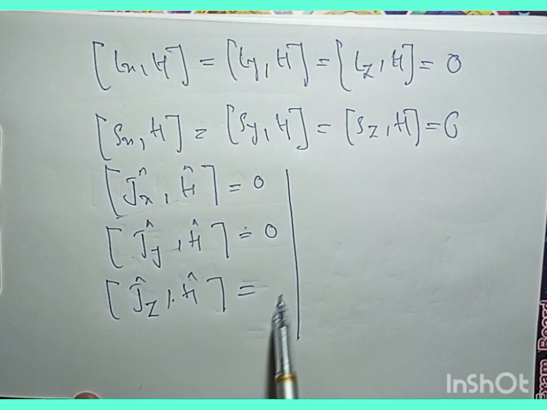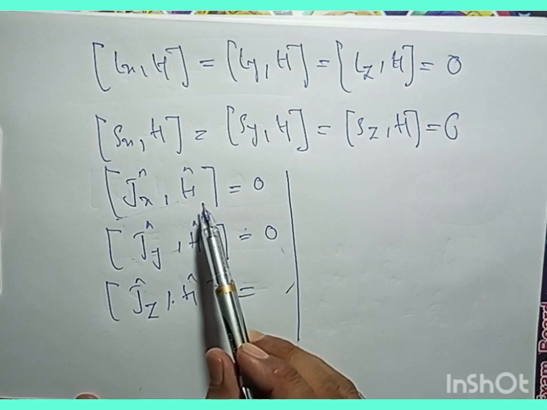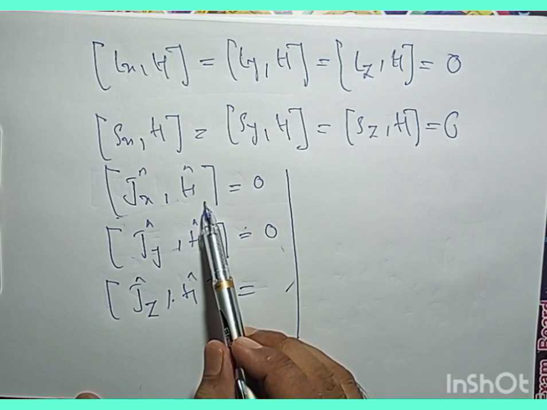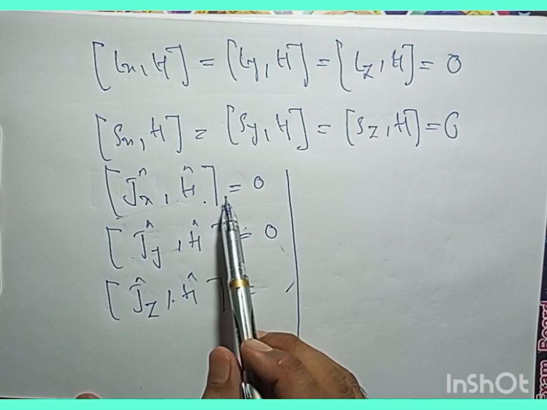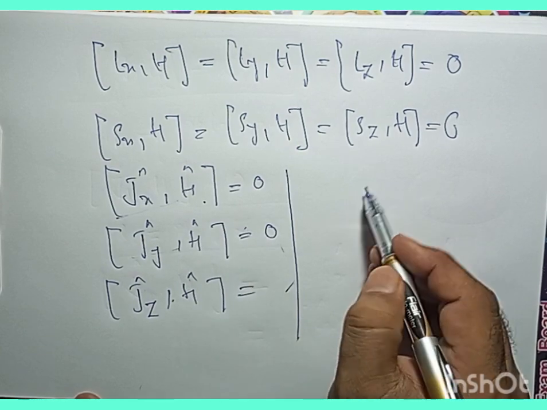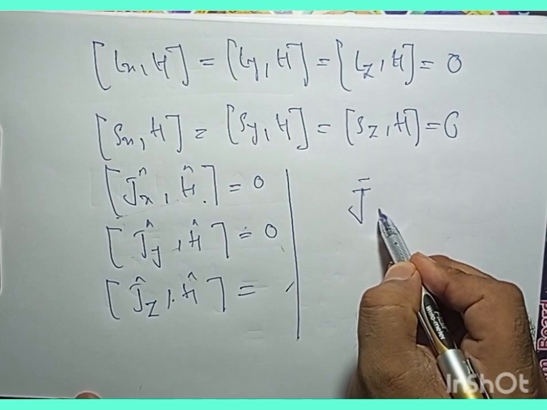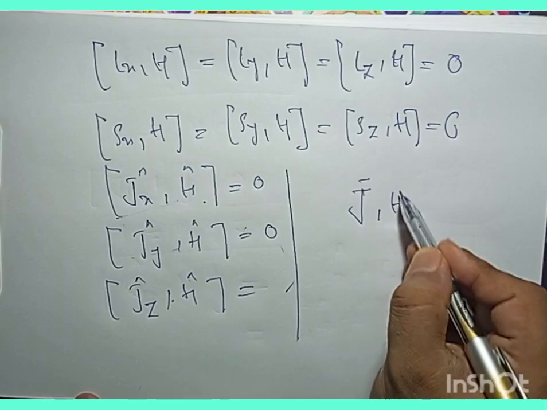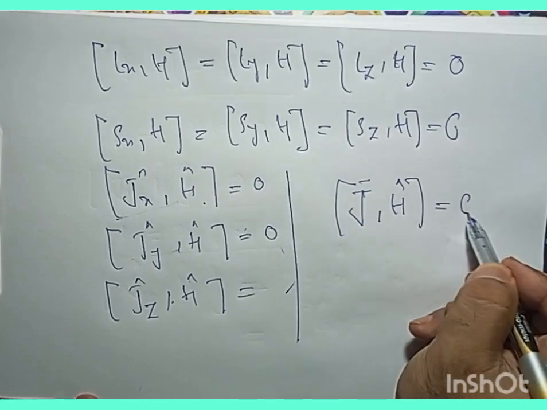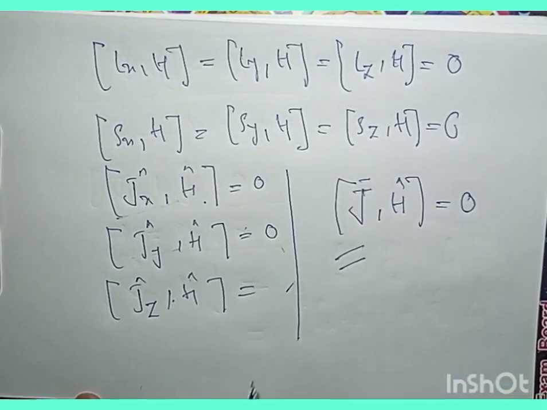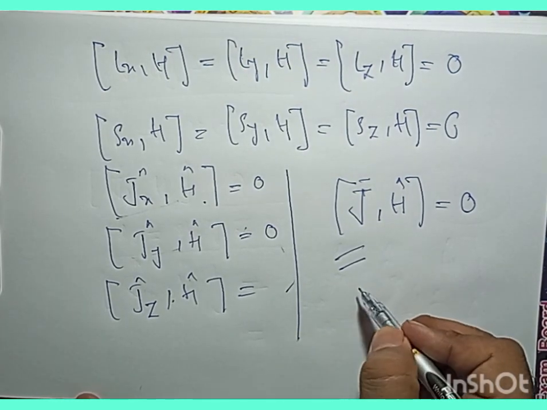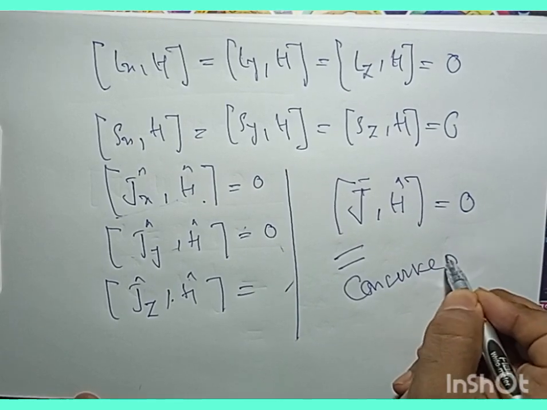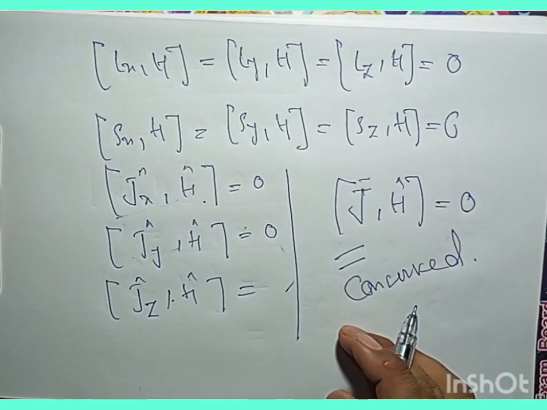And this result confirms that if H is rotationally invariant, that means on rotating the system we have symmetry, the system does not change, then the total angular momentum vector J commutes with the Hamiltonian H, equal to 0. It means that this J, what's called the total angular momentum vector, is conserved. And that's it.